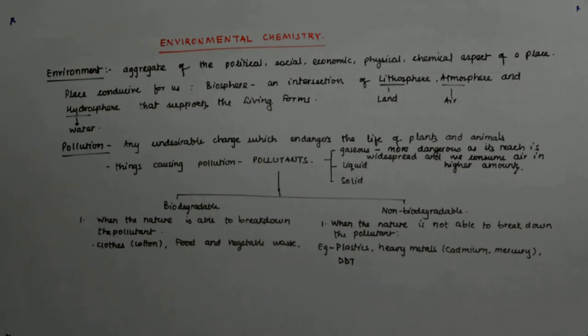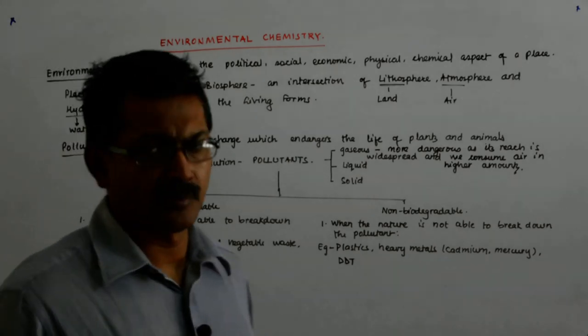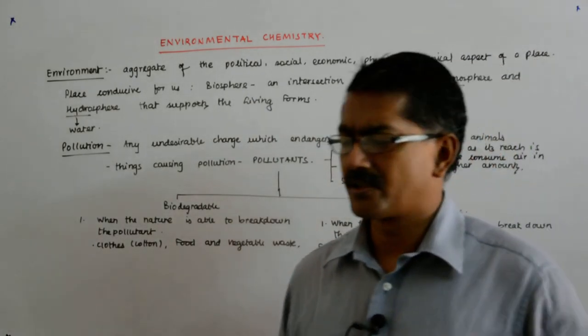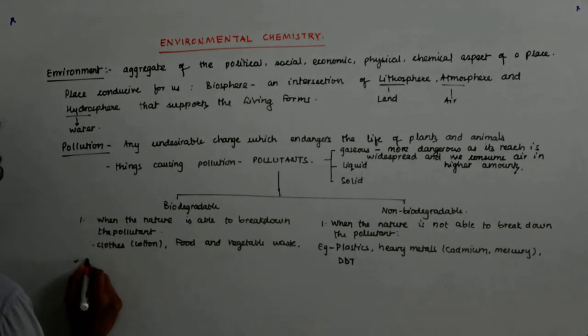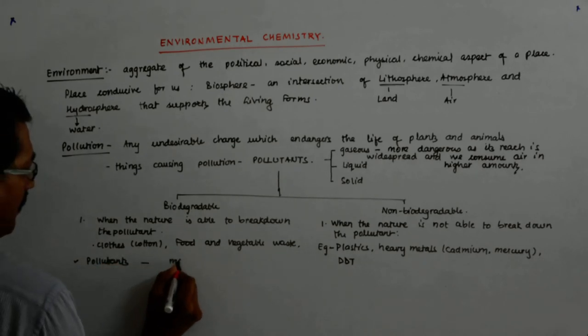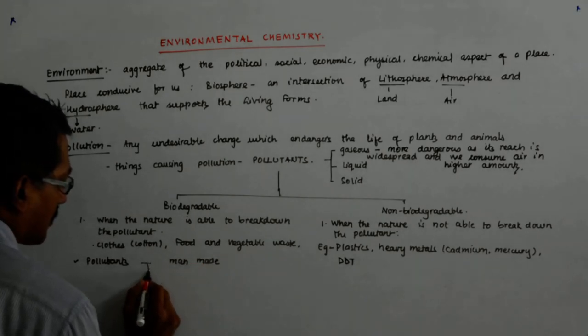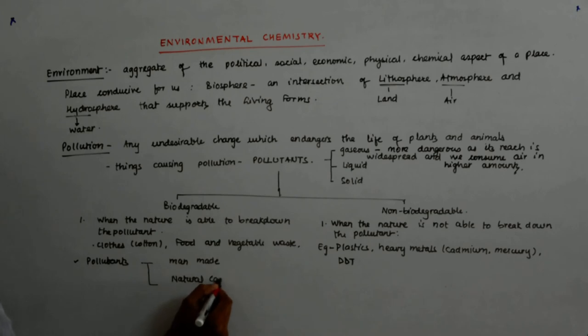Also the pollutants could be man-made, which normally are, the majority of the pollutants are man-made, and there could be some which are due to natural causes. So that's another classification maybe. So pollutants may be man-made or could be due to natural causes, right?